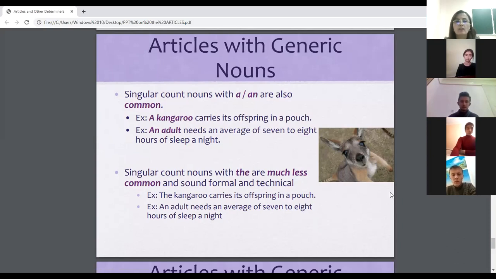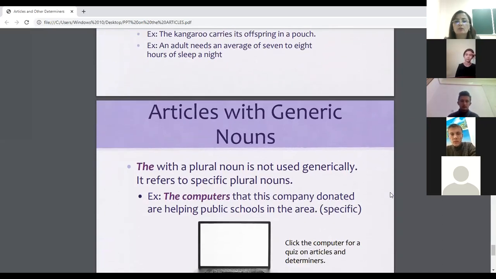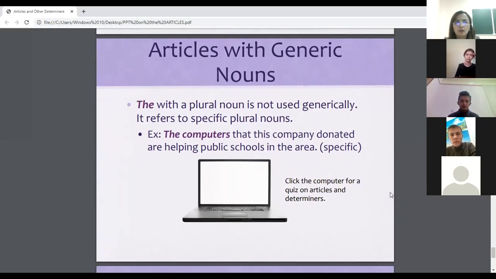Singular countable nouns with the definite article the are much less common and sound formal and technical. For example, the kangaroo carries its offspring in a pouch. An adult needs an average of 7 to 8 hours of sleep at night. The with a plural noun is not used generically. It refers to a specific plural noun. The computers that this company donated are helping public schools in the area. Specific one, yeah?